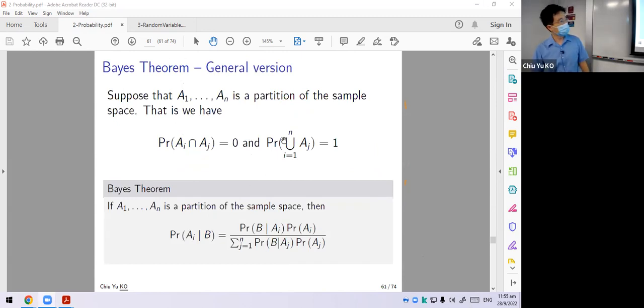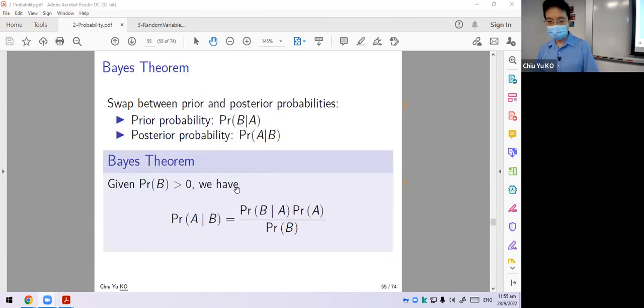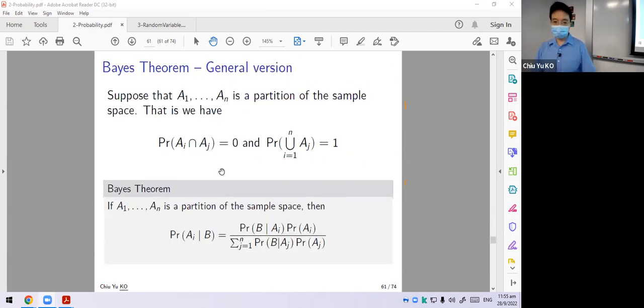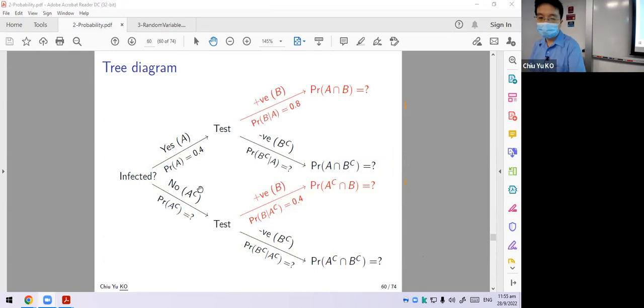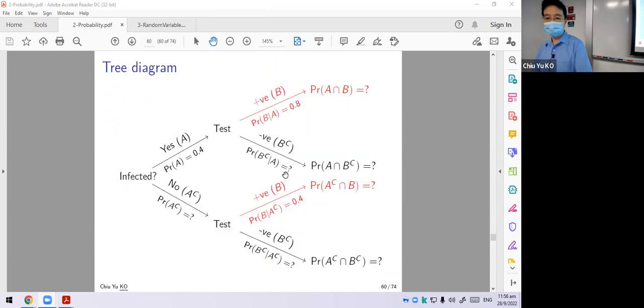So this is the general version. Before we do that, here I have A and A complement, but I consider a partition, and the same idea goes on. Here I have only two branches, A and A complement, yes or no, but potentially you can divide it into many parts, the same idea. Just to make sure you understand, right?